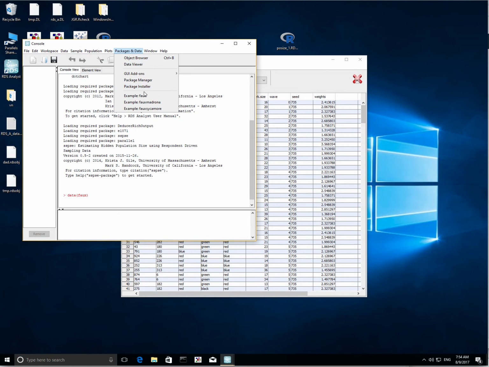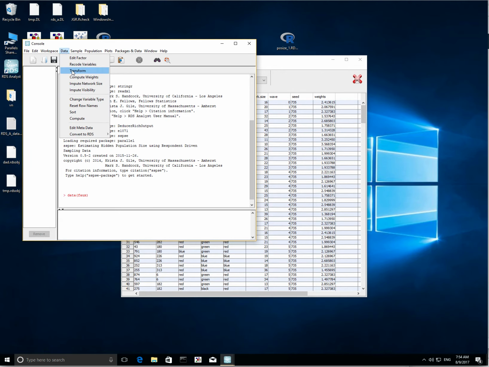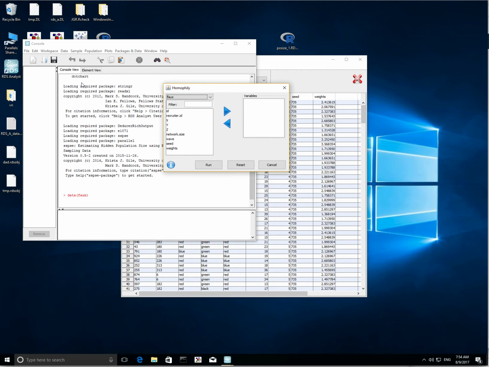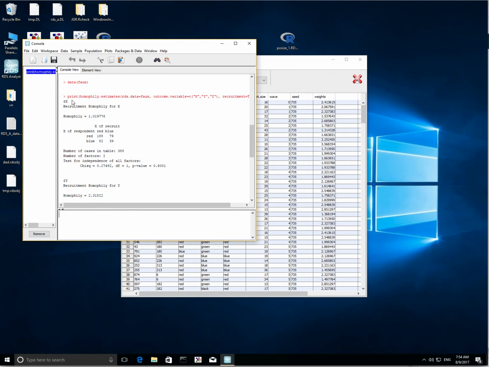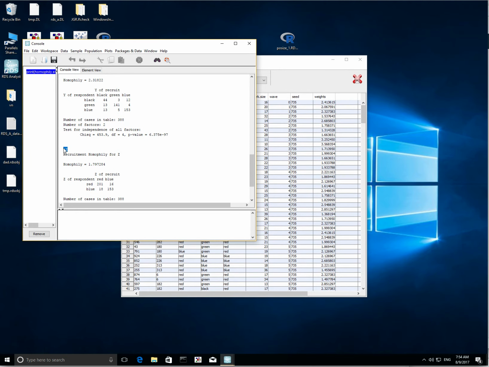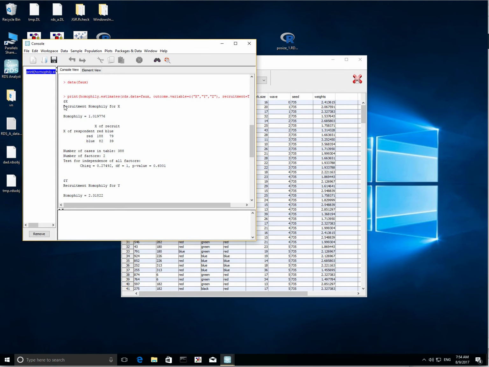The data set that I've loaded is the faux data set. So hitting up recruitment homophily, let's go ahead and check our homophily by X, Y, and Z. And we'll run this. And we get a number of different outputs, one for each variable. We've got an X, a Y, and a Z. And the output for each variable is, first of all, homophily.